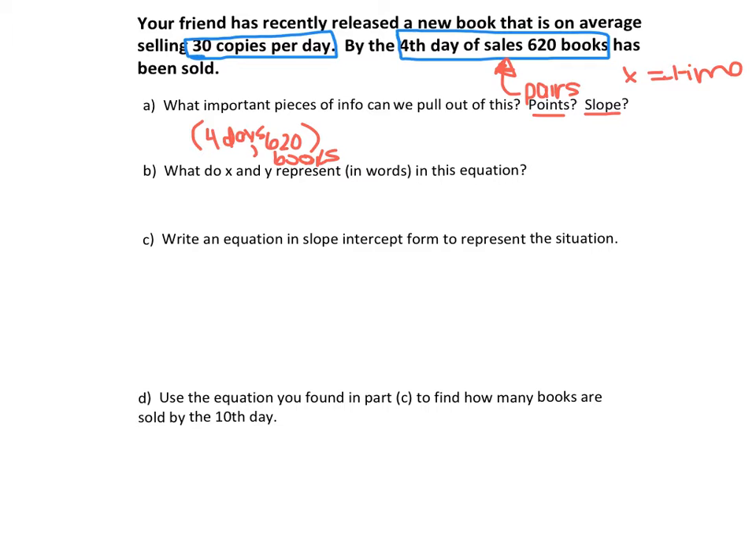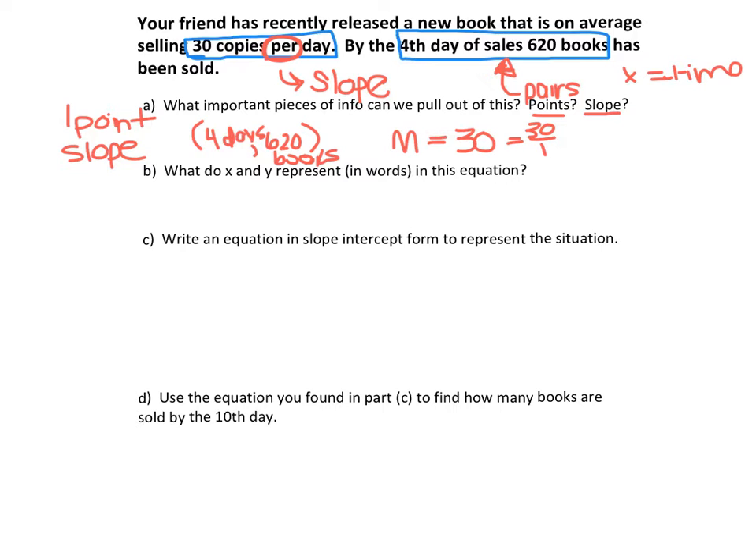That is my point. Then this other piece of information says 30 copies per day. So I don't see a pair of information, but what I see here is this word per. If you see per, that's a rate. I'm selling 30 copies of my book per 1 day. So this is a rate, and this word per tells me that I have my slope. So here, my slope, or my m value, is equal to 30, or you can write that as 30 over 1 if you would like. So here we have 1 point of (4, 620), and we have our slope. So that's the situation that we've been given.